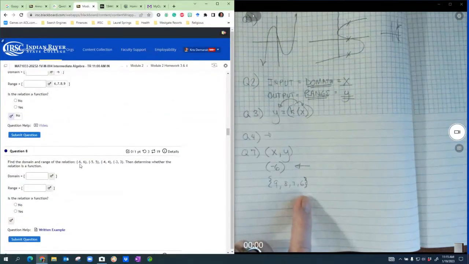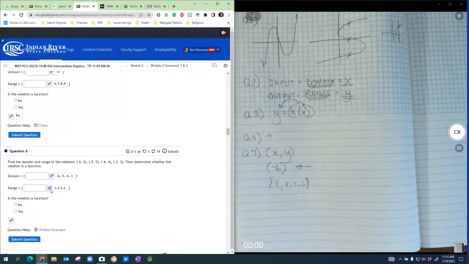Again, the domain is -6, -5, -4, -3. That would work. That's the answer we put there. And then for the range, we put 6, 5, 4, 3. And that is in fact a function, because every input has a unique output. So that's the answer we're looking for.